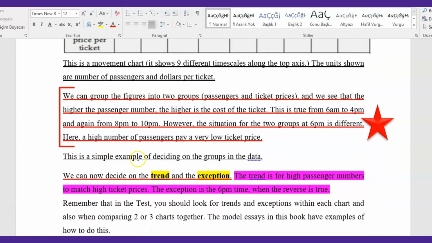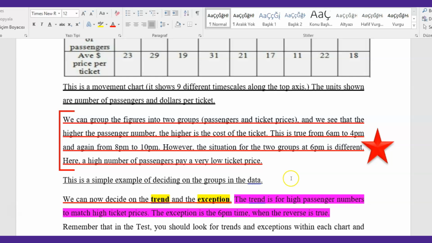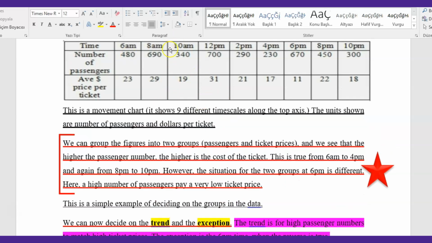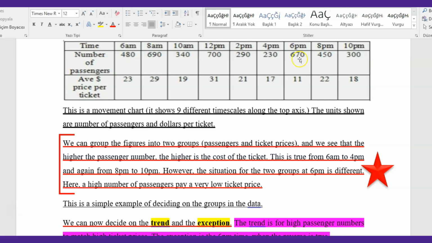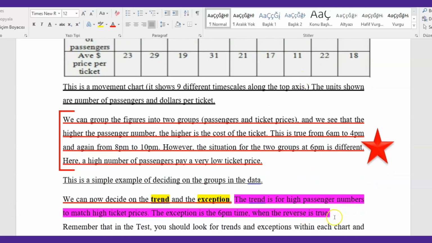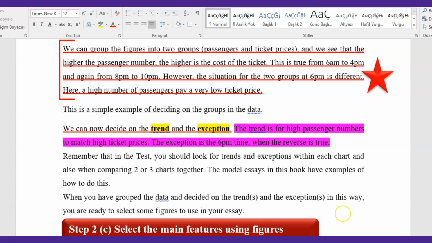This is a simple example of deciding on the groups in the data. We can now decide on the trend and exception. The trend is for high passenger numbers to match high ticket prices. The exception is 6 p.m., when the reverse is true. Remember that in the test you should look for the trends and exceptions.